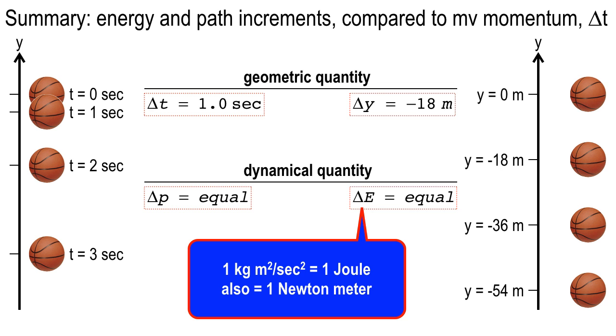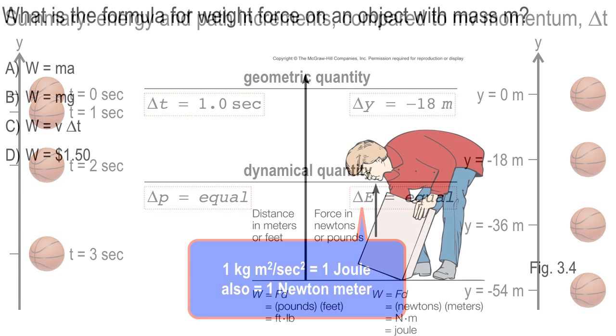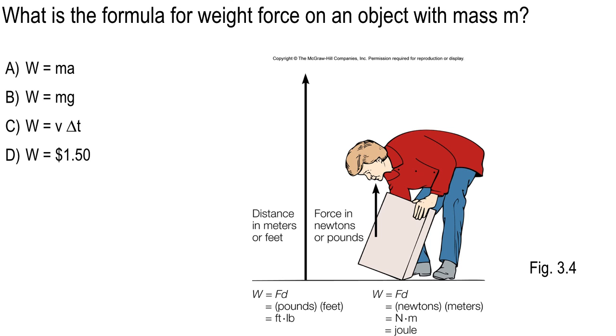Let's just go over some of the things that you need to know in order to figure out a free fall kinetic energy situation. What's the formula for the weight force of an object with mass m?